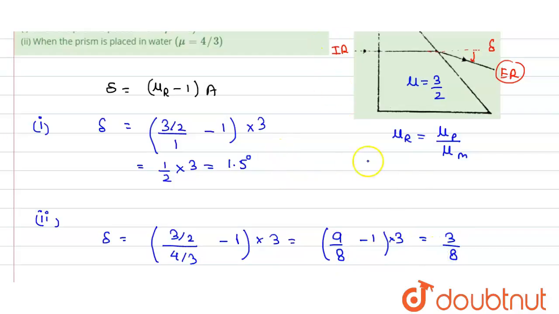So this would be the deviation, and this would be in degrees. So these are the two answers. For one case it is 1.5 degrees, and in the other case it is equal to 3 divided by 8 degrees. Hope you understood this solution.